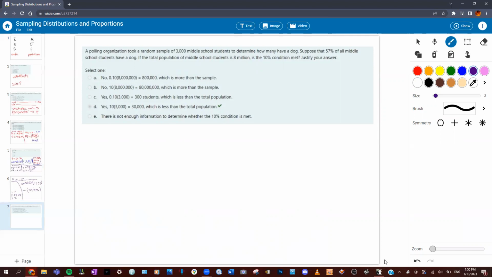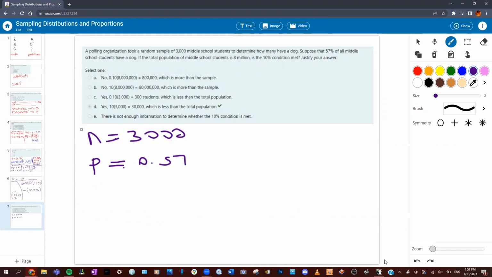A polling organization took a random sample of 3,000 middle school students to determine how many have a dog. Suppose, okay, so let's go ahead and say that our n is 3,000. It's always good to do these things, no matter what math class you're in. Suppose that 57% have a dog. So let's see, is it saying of the population or actually? Okay, all middle school students. So see, even I sometimes have to think about it. So we're not putting a hat on that because it's saying of all, not just of the sample. Total population is 8 million.